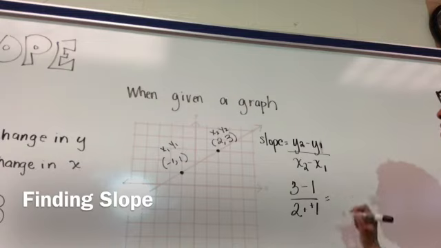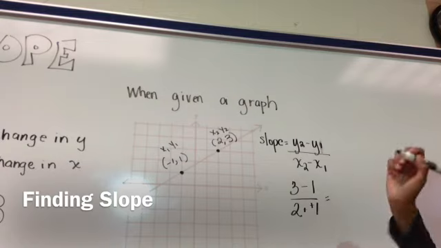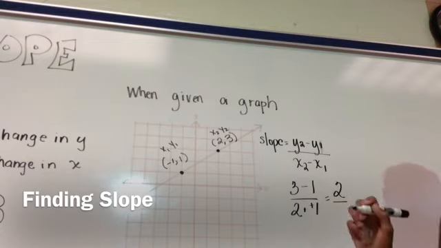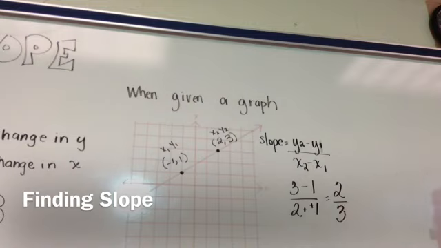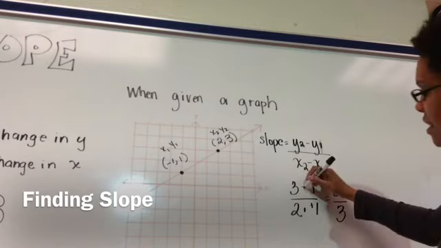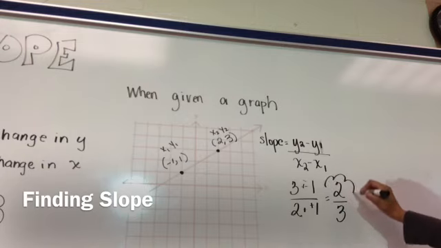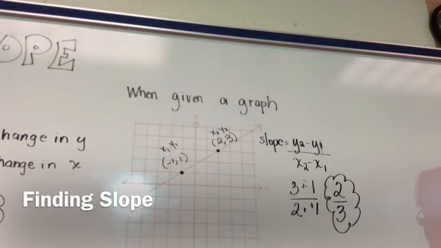3 minus 1, of course, class is? 2. Class, 2 plus 1 is? 3. I thought you were supposed to add the opposite on the top, too. You could. Absolutely. I didn't hear but you could. You definitely could. But you are certainly right. So the slope here is 2/3. Can this be reduced? Can you reduce 2/3? No. So that is your slope.